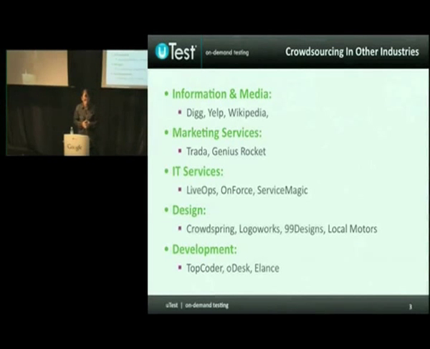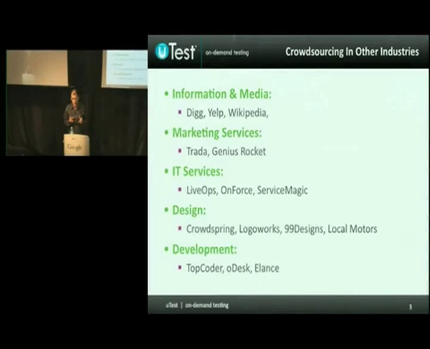Companies like Genius Rockets. IT services companies like LiveOps that does call center using the crowd. Companies like OnForce. I want to wire my office instead of calling a company. I can basically post a job, have people compete for it, and the guys that win come and do it.